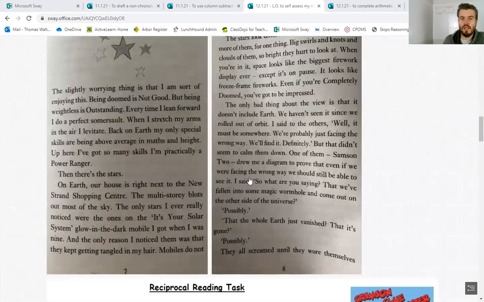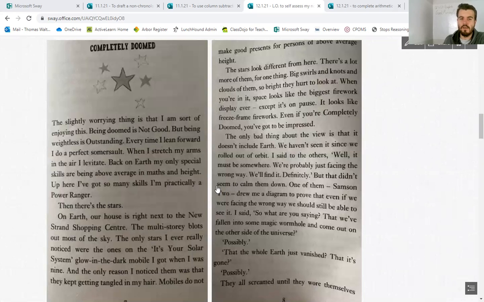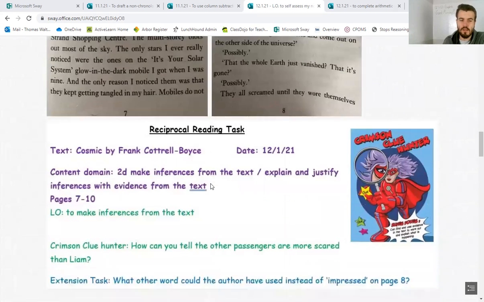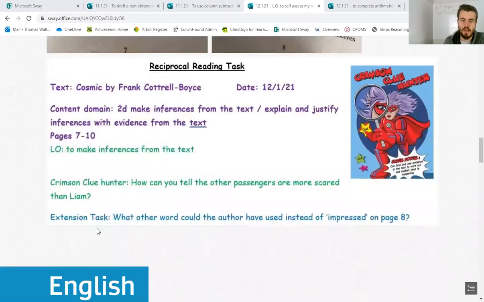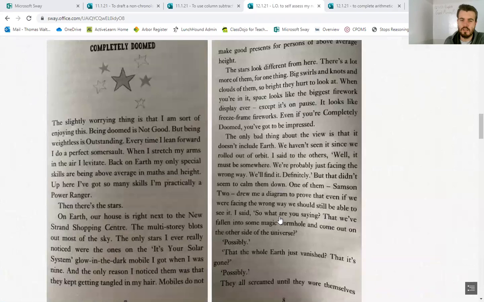Next, we have got pages 7 and 8 here. So you heard me read this in our live Zoom lesson earlier on. Now, if you have a look down here, we read up to page 10, but you need pages 7 and 8 for these 2 questions. So how can you tell the other passengers are more scared than Liam? What is it the other passengers did that Liam didn't do? How can you see they're more scared than Liam? And second, what other word could the author have used instead of impressed on page 8? You define the word impressed. What other word could the author have used instead of the word impressed on page 8? So I'll leave those 2 questions with you. Pause it if you've not answered them yet, and then keep going once you've got them.